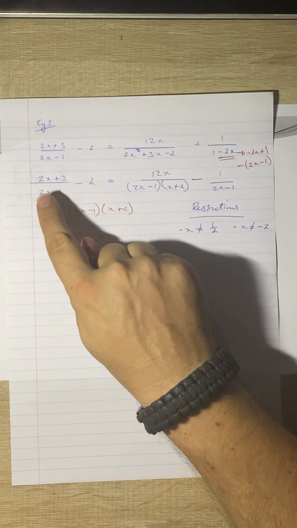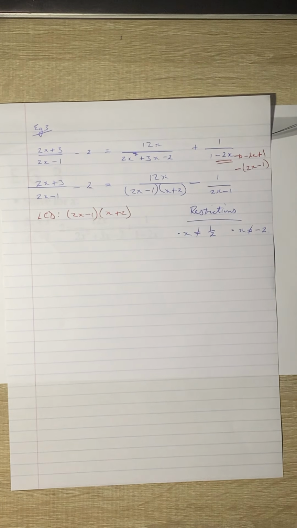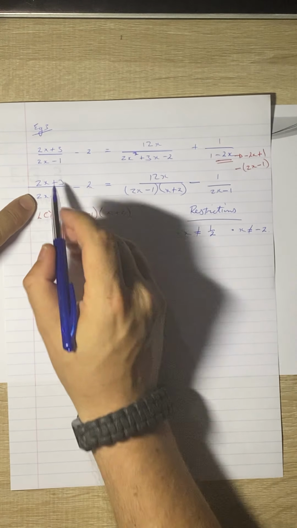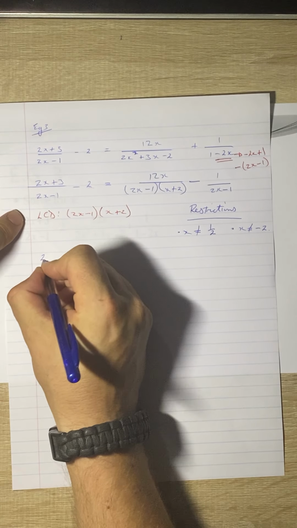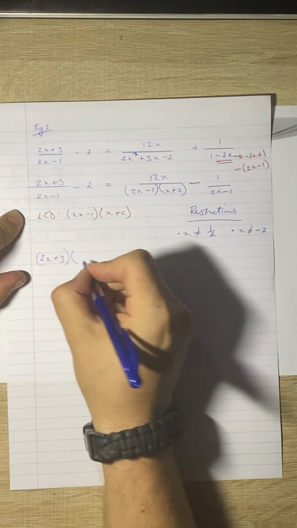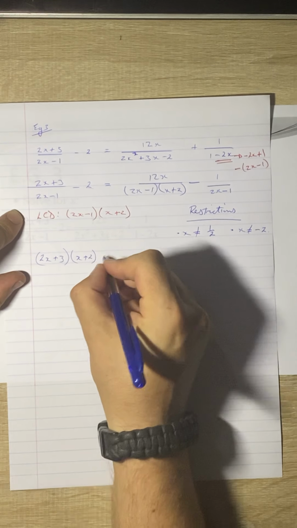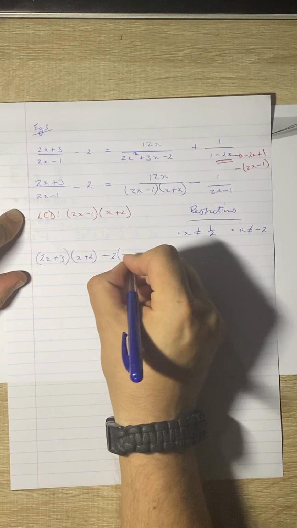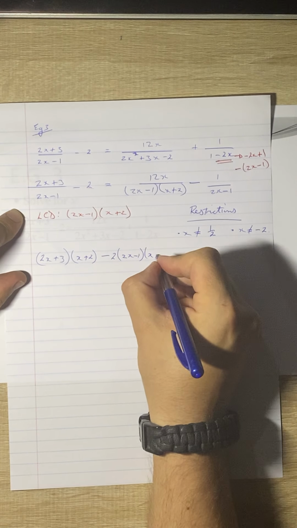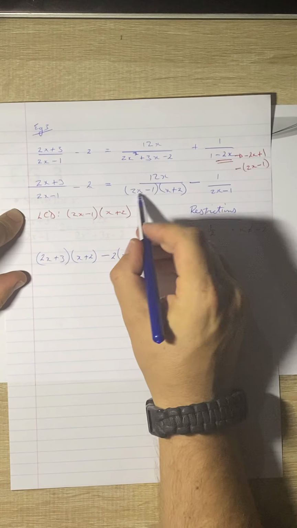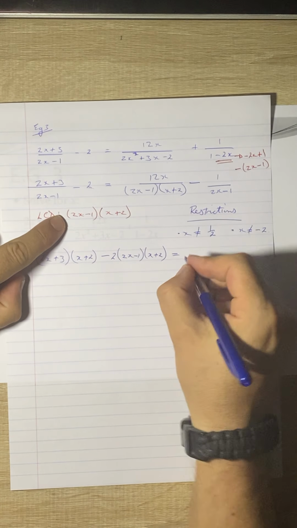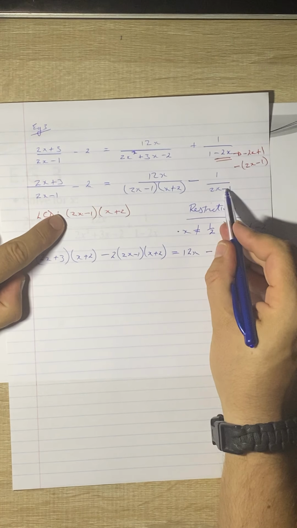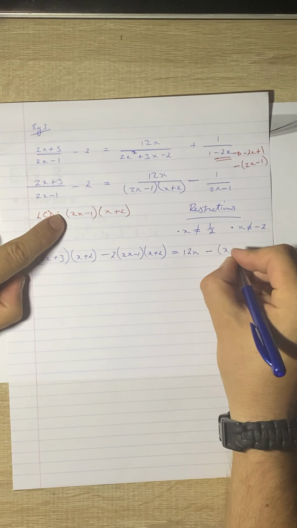Okay, I'm going to multiply each term by our LCD. If I multiply this one by LCD, the 2x minus 1 will cancel with that, and we're just left with 2x plus 3, x plus 2, minus. This will just be multiplied by the LCD, nothing cancels there. Okay, 2x minus 1 will cancel there, x plus 2 will cancel there, and we're just left with 12x. Then we've got minus 2x minus 1 will cancel there, and you're just left with x plus 2.